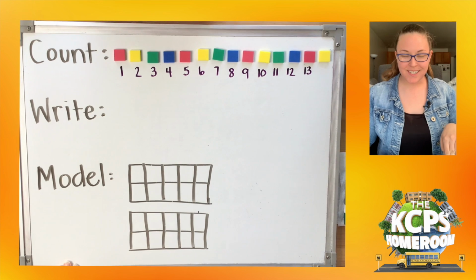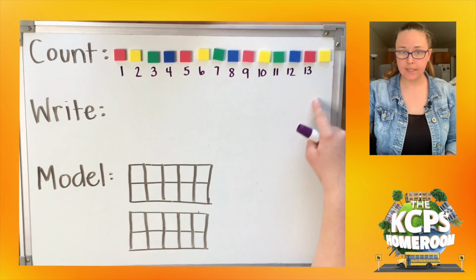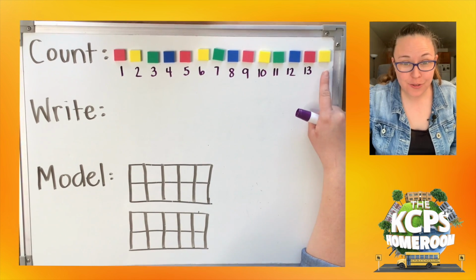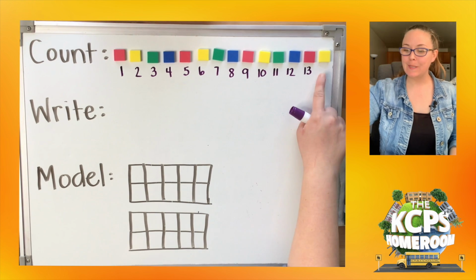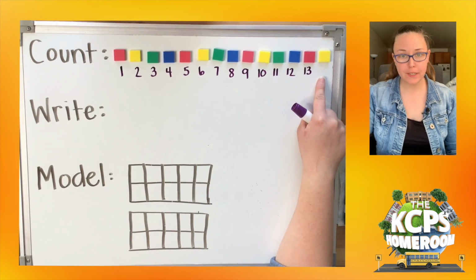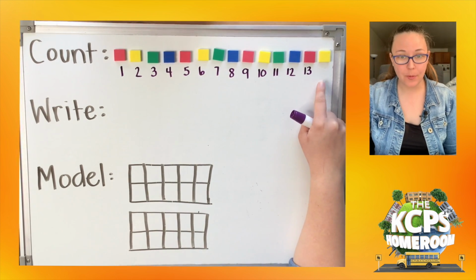All right, mathematicians, here we are with the second problem of the day. You'll notice I've already organized the counters into a line, but there's an extra one. So we're going to be working with the number that comes after 13. First, let's count from 1 to 13 and see if you can tell me what comes next.